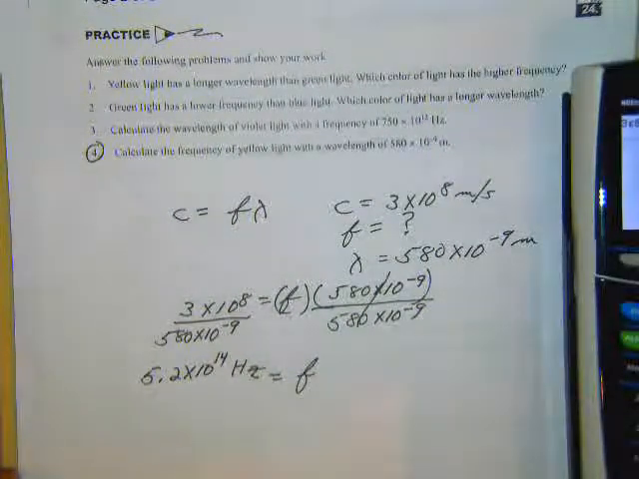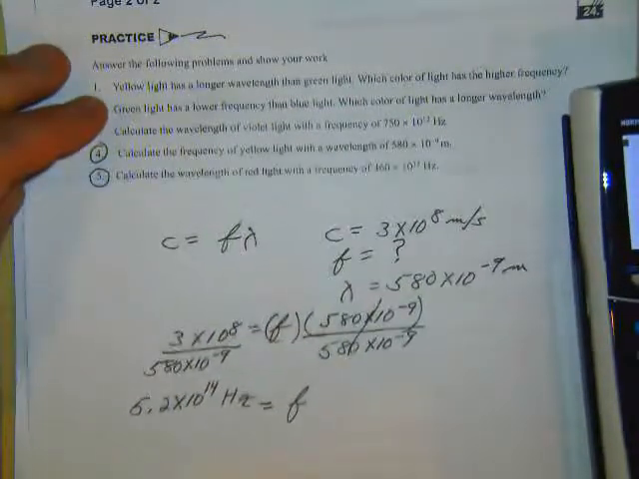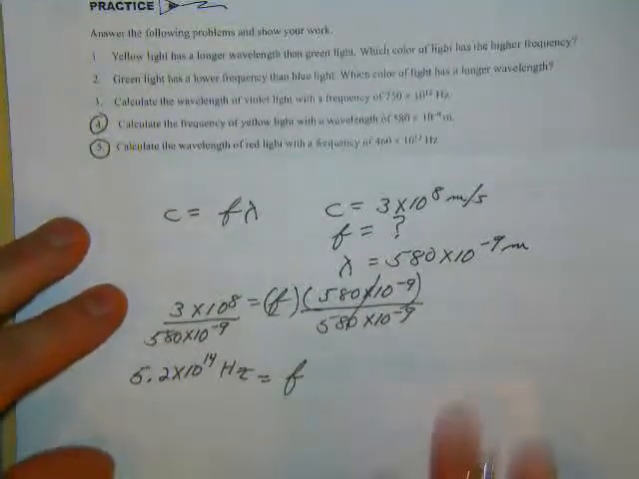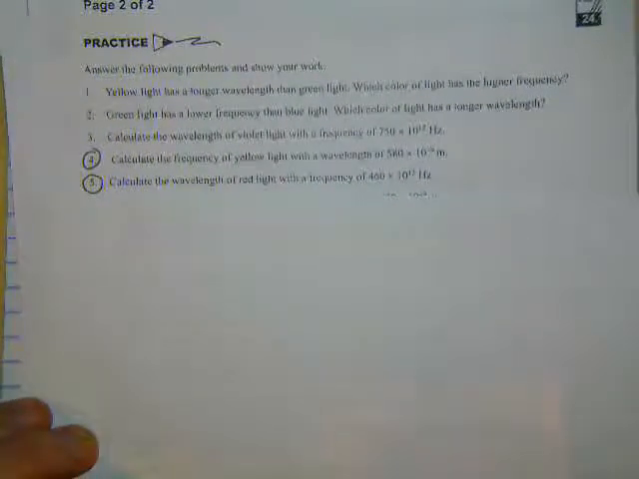All right, let me clear this one. And let's look at problem number 5. I think I'll flip this around. Let me get a new piece of paper. Might work a little nicer. Calculate the wavelength of red light with a frequency of 460 times 10 to the 12th hertz.